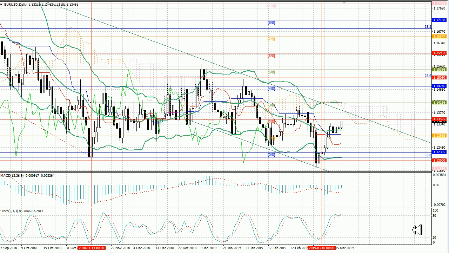Today is Monday, the 18th of March, and we are glad to present you our weekly analytical review of the foreign exchange market. Last week, the pair EUR/USD grew to the level of 1.1330.